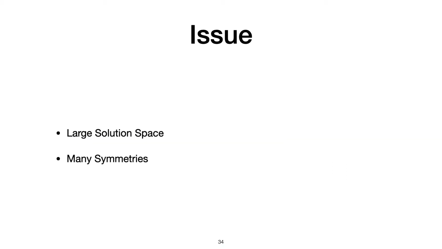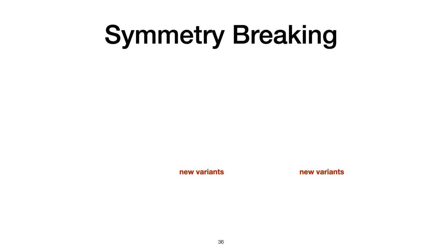However, the SMT encoding has a major issue. The solution space is quite large and it allows many symmetries. Hence, we aim for symmetry breaking for elimination orderings. Take a look at an overview of our considered symmetry breaking variants.